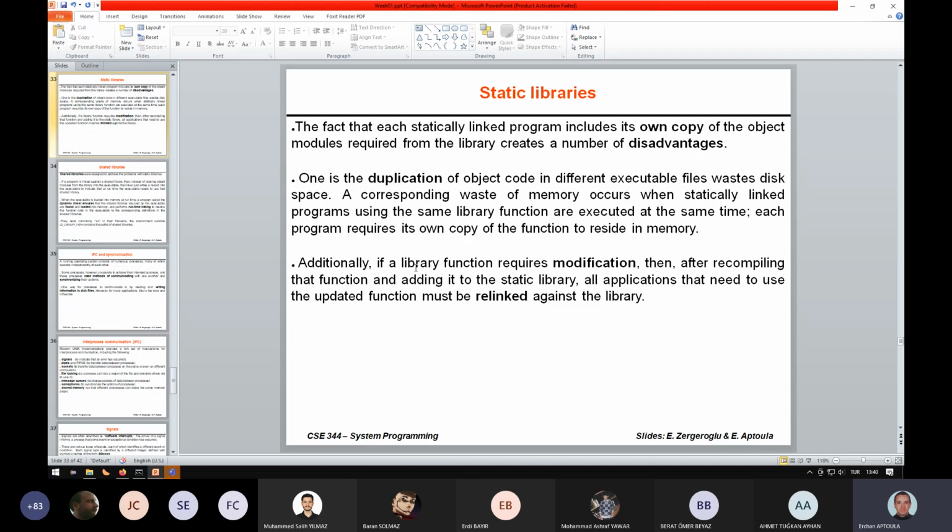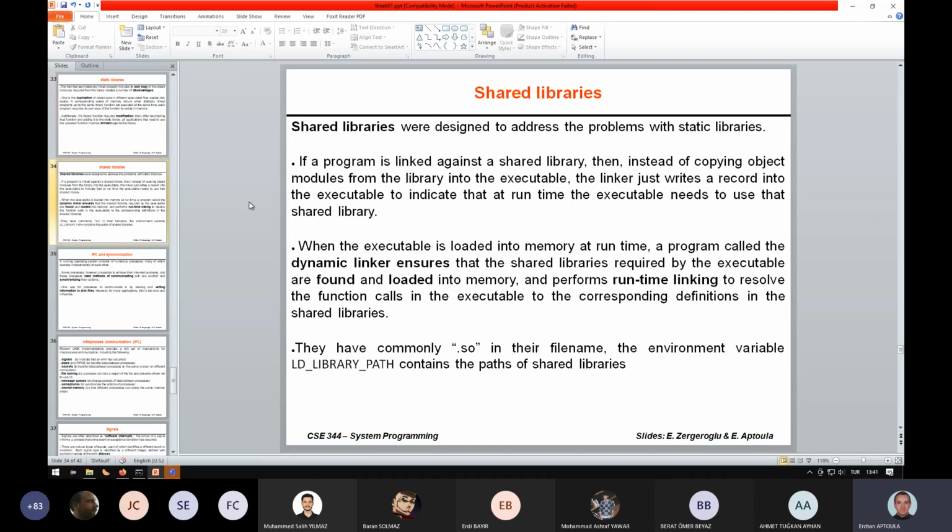A second disadvantage of static linking is, of course, the fact that if by any chance somebody decides to update the code for printf, so if we have a new version of printf in our static library, that means in order to update all of the executables using printf, they have to be recompiled, all of them, against the new version of printf in that library, because all of them contain the old version of printf. So that means a lot of recompiling. And due to these two reasons, people came up with the shared libraries.